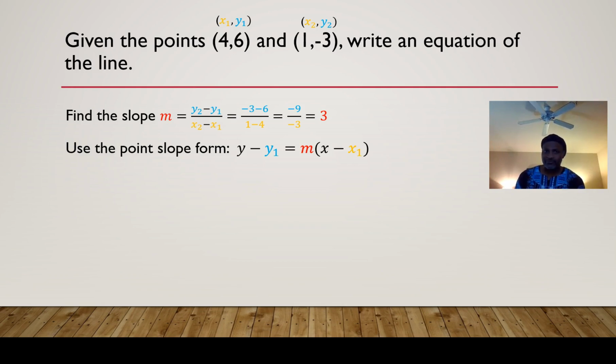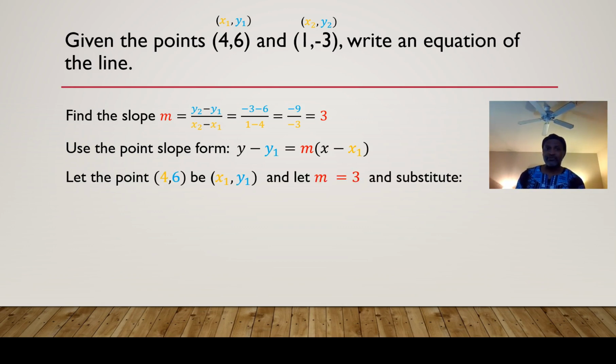Now that we have a slope and 2 points, we can find the point-slope formula, and we can just pick one of the points. I'm going to pick the point 4, 6 because there's no negatives in it. It's very easy to deal with.